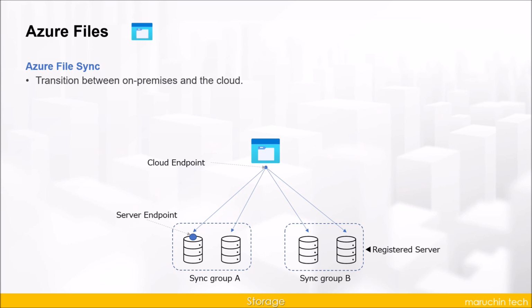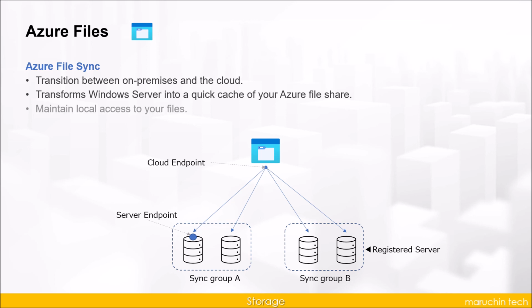Azure File Sync offers a smooth transition between the cloud and on-premises. It transforms Windows Server into a quick cache of your Azure file share, which enables you to maintain local access to your files. You first install the agent on servers and register them on the Azure portal, and next configure the sync group, cloud endpoint, and server endpoint.